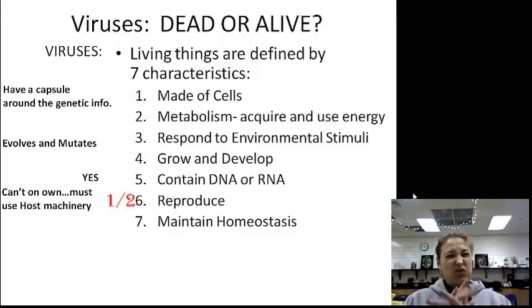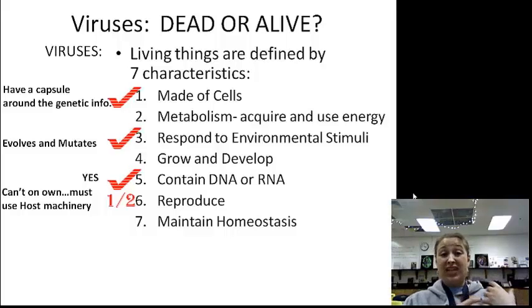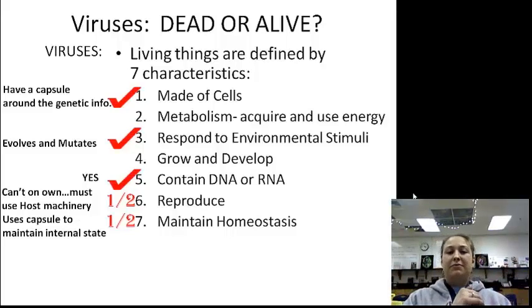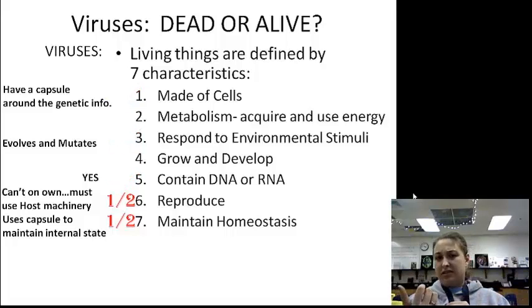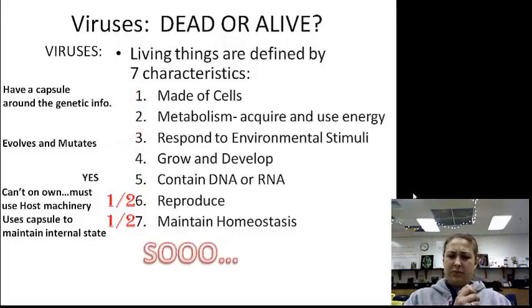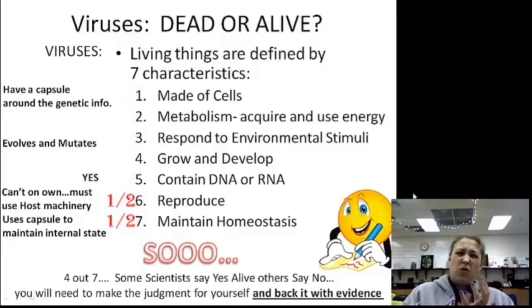Reproduce. It's sort of iffy. They can't do it on their own. They must actually be inside of a host and use the host machinery to make more of them. So they can't do it on their own, but they get the job done. Next, maintain homeostasis. We see that capsule again, and it does keep the insides away from the outsides. So again, that's sort of iffy. Well, we got 4 out of 7.